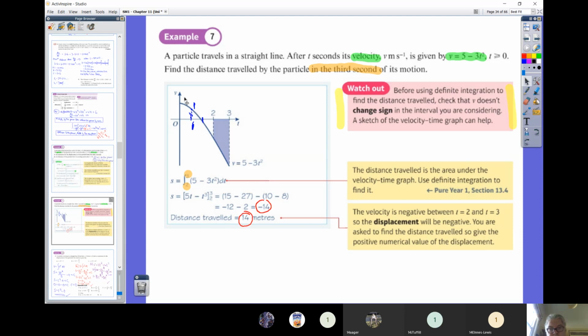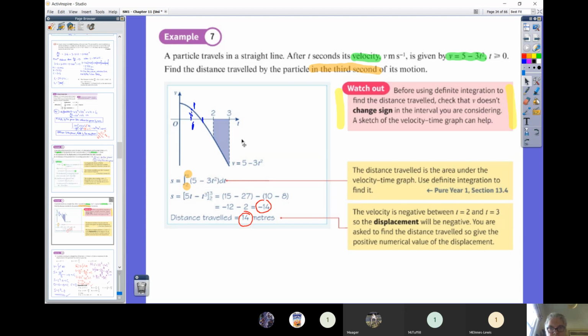Now you will see, if you sketch this graph, that we are expecting the displacement to be a minus number because it's below the curve. It's absolutely fine. Okay, so the displacement is minus 14, but because the question actually asks just for the distance travelled, that's always the positive numerical component. So that's why the final answer was 14. Displacement is a vector, distance is a scalar quantity.